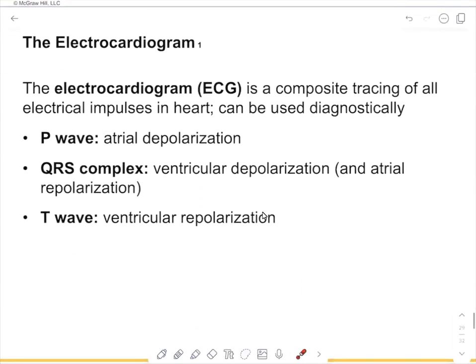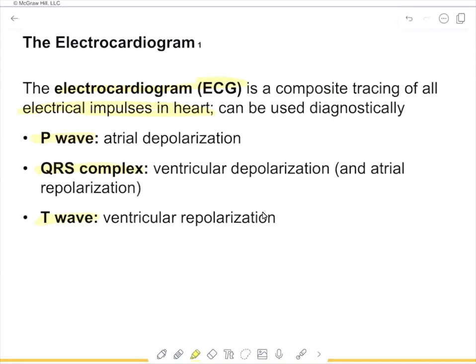Now, the conduction system can basically be measured by the ECG. The ECG is made up of 12 different leads, and it's a composite tracing essentially of the electrical activity of the heart. When we look at an ECG, there's significant waves that we see. They're easy to remember because they're the alphabet. There's the P wave, followed by the QRS complex, and then the T wave. So they're easy to remember if you know your alphabet.